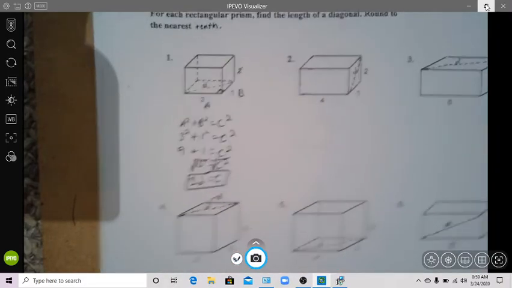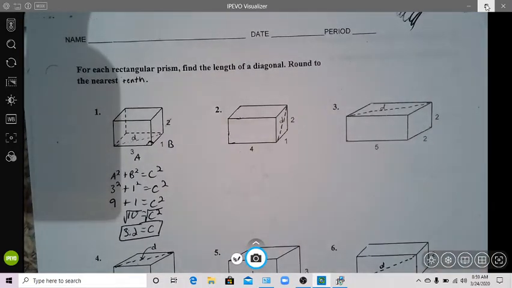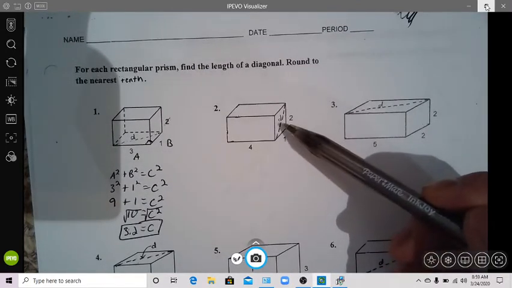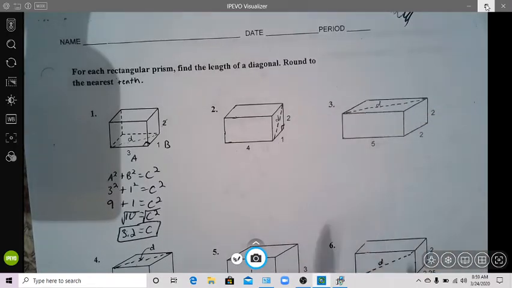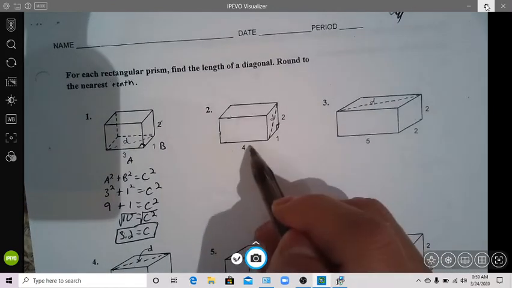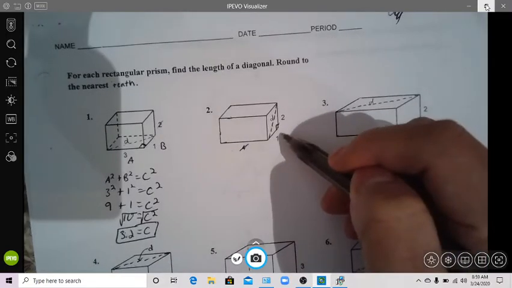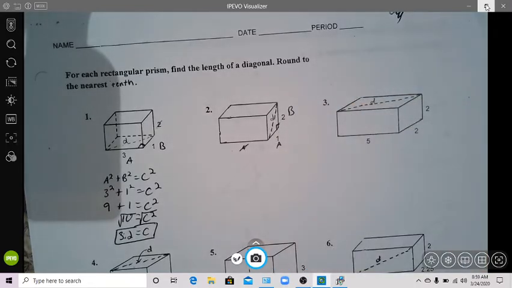All right, let's look at number two. The face they want you to find the diagonal of is on the side here. So the right angle is down there. The side that you don't need is this side 4. So this can be A and this can be B, again, interchangeable. And again, you're looking for the hypotenuse, that diagonal side. So that D is actually your C.